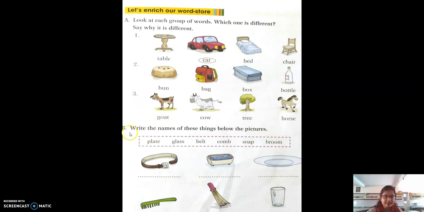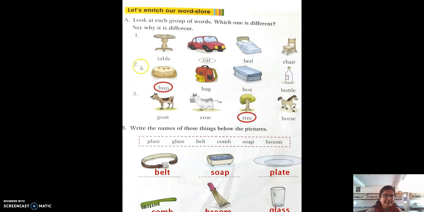Now, the exercise below the A exercise is: write the names of these things below the picture. Here the help box is given. 6 words are written in this help box, and below there are 6 pictures, right? And the blank is there below every picture. For example, the picture is here and the blank is here, so we have to write down the name of the object on this blank. Now we are going to move to the answer key, and I am going to explain how you are going to write down the answer.